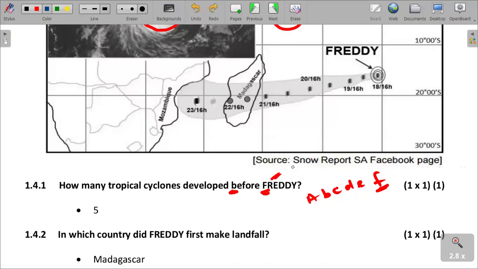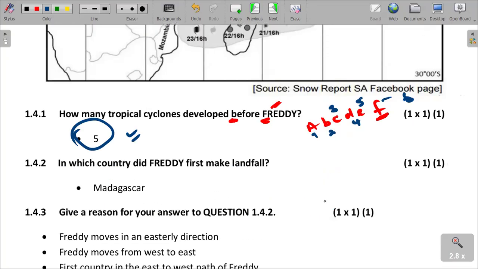So what we need to know is that we have one, two, three, four, five. So 1, 2, 3, 4, 5 represent other cyclones which occurred before Freddy. So Freddy is the sixth. We use the appearance of the letters of the alphabet to define how many tropical cyclones have occurred. So before, we have 5, as I have illustrated.